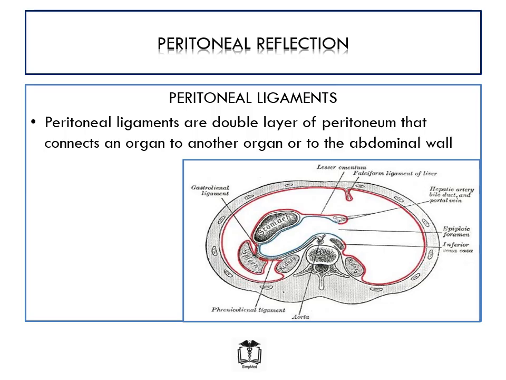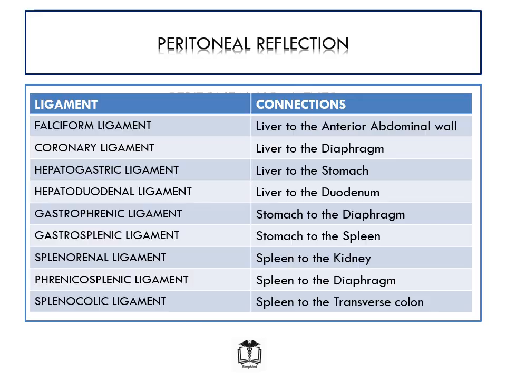Let's talk about the last type of peritoneal reflection, called peritoneal ligaments. Ligaments are double layers of peritoneum that tend to connect organs to one another or to the anterior abdominal wall. Largely, peritoneal ligaments are ligaments that tend to connect organs to each other. We have very few peritoneal ligaments connecting the organs to the abdominal wall. So these are the types of peritoneal ligaments that we have within the abdomen, and it's important for you to note what they are connecting to.